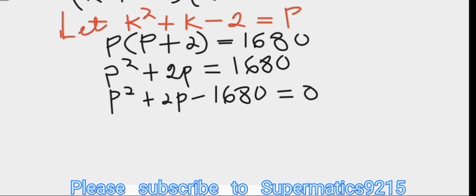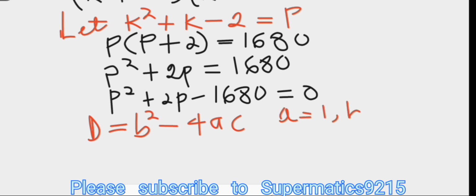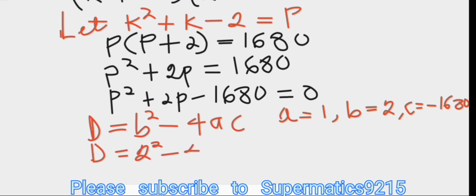We are going to use the discriminant to check if this has a real solution. The discriminant d is b squared minus 4ac, where a is the coefficient of p squared, which is 1, b is the coefficient of p, and that is 2, while c is the constant term, which is negative 1680. So applying this in the discriminant formula, we have the discriminant to be 2 squared minus 4 times 1 times negative 1680.